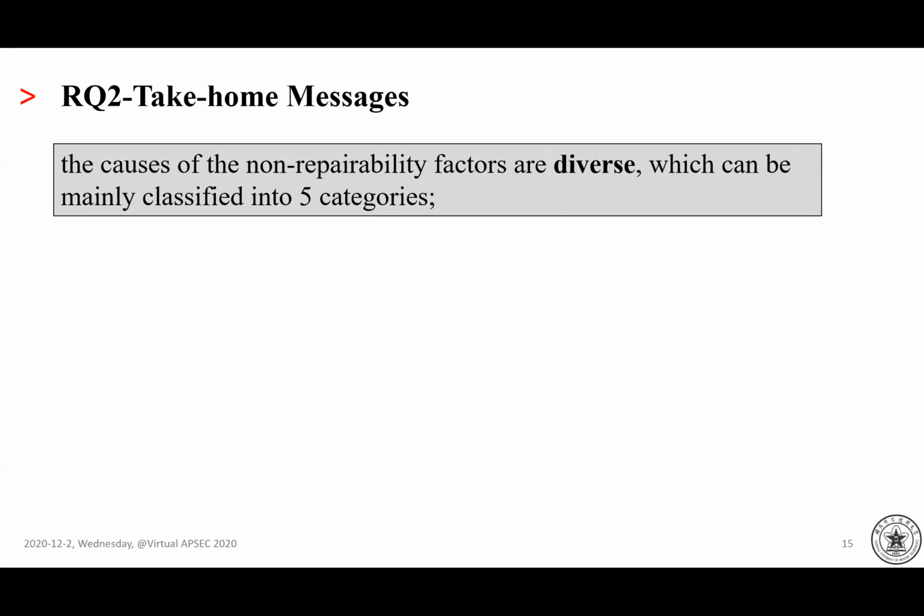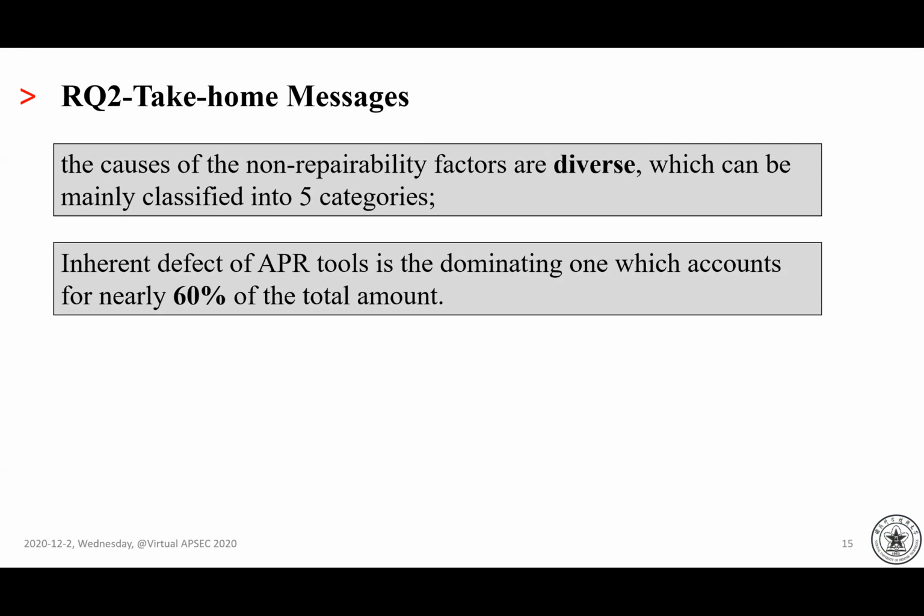Here is the take-home message of research question 2. Firstly, the causes of non-repairability factors are diverse, and can be mainly classified into 5 categories. Secondly, inherent defects of APR tools are the dominating one, which accounts for nearly 60% of the total amount.